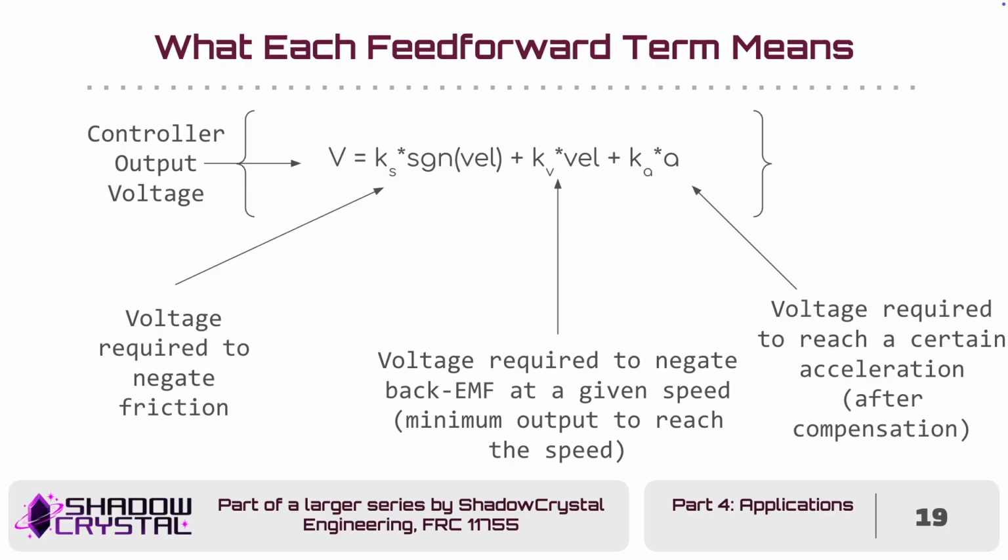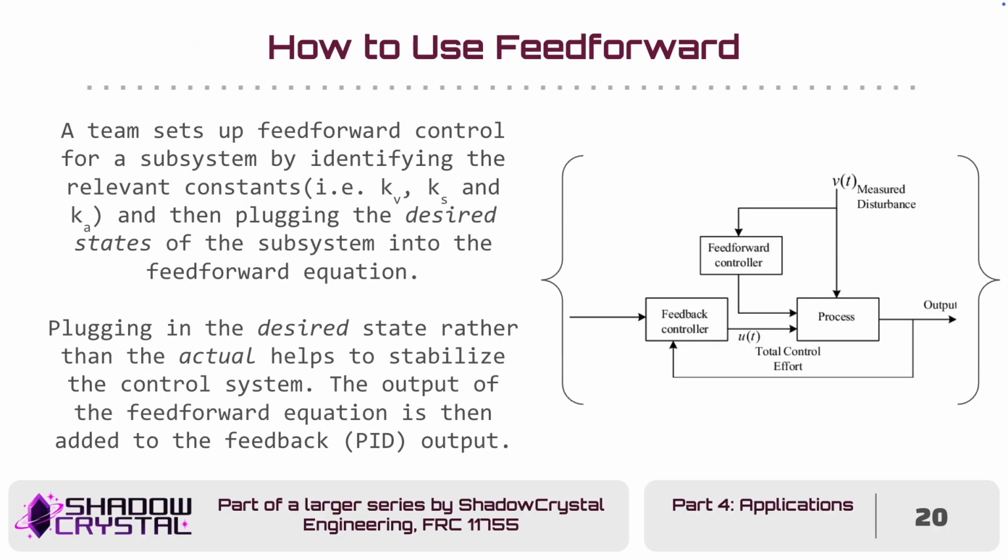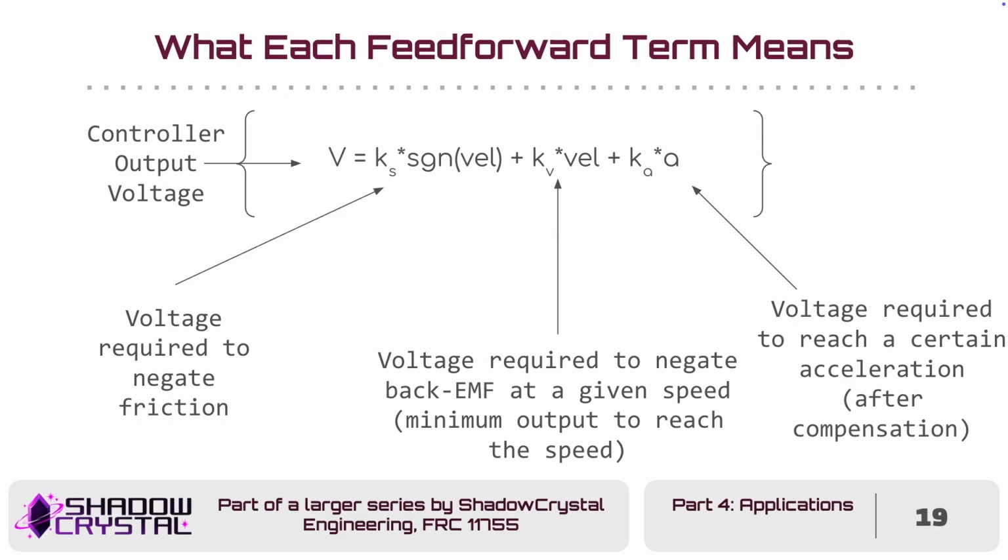So, going back into the presentation, if you were to apply your Ks term and your Kv term to your motor, what you would find is that slowly but surely, you would reach the velocity that you set here, because you would enter an equilibrium at which the friction is being counteracted exactly, and your back EMF is being counteracted exactly. And that really goes to show the value of the feed-forward equation to maintaining a state, especially in velocity controllers.